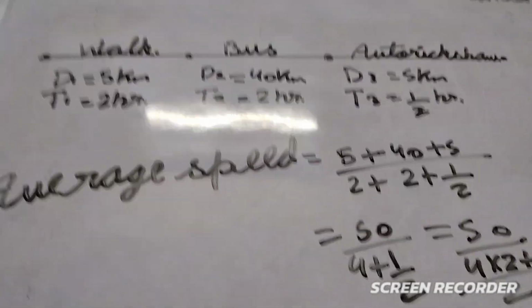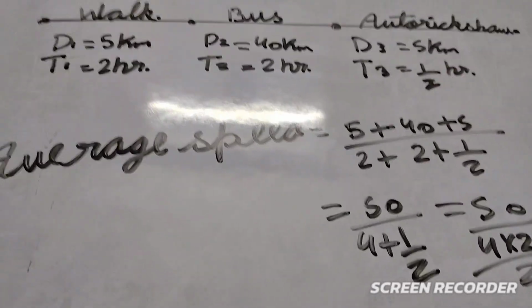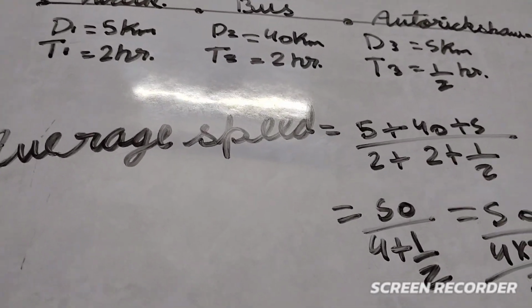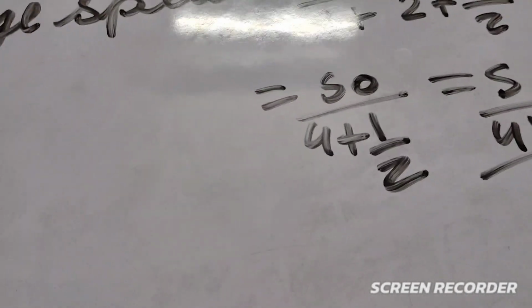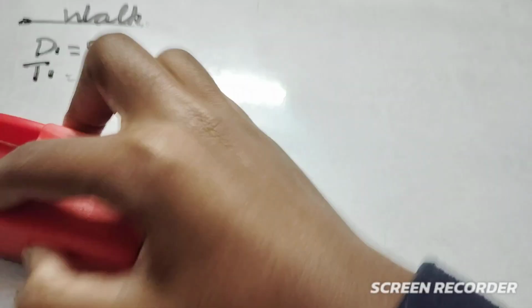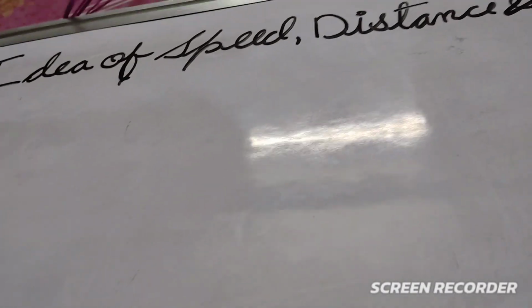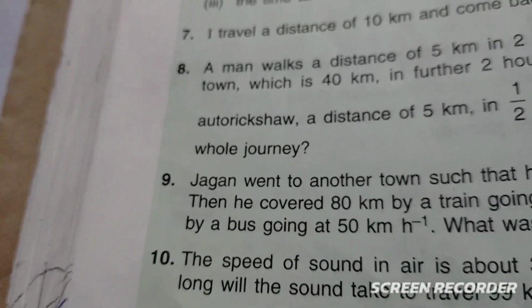So the eighth question is also done, and we have done 7 questions. We will do the rest tomorrow, and I will show you the homework questions. Firstly, I will erase this. The chapter is speed. We have done almost 1 exercise and 3 questions of homework.